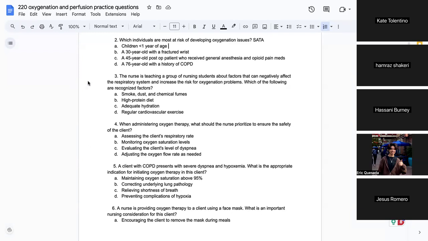Okay, so the answer for this one is going to be A, C, and D. And our rationale is children under 1 are more susceptible to oxygenation issues. Patients who receive opioid medications are more likely to develop respiratory depression due to the decreased respiratory drive. And older patients with COPD are more prone to oxygenation issues due to his existing condition of COPD.